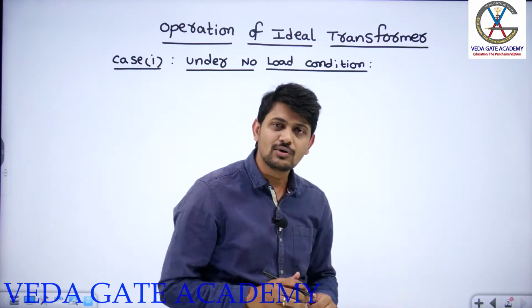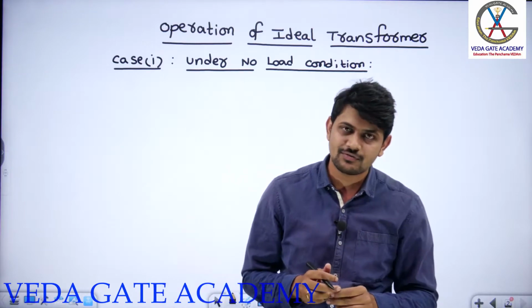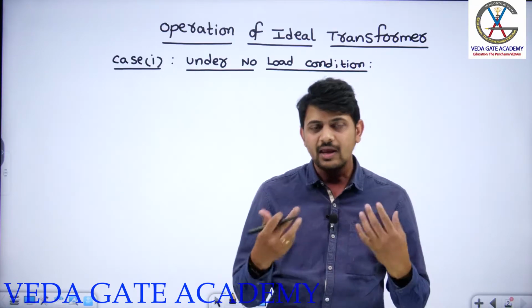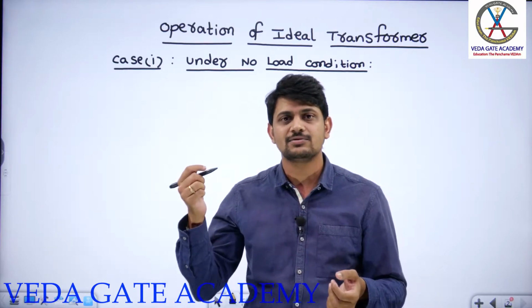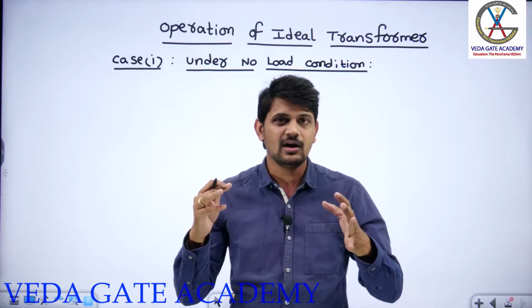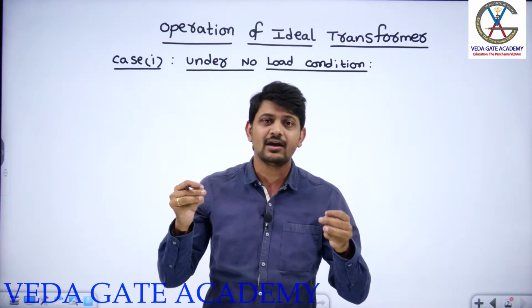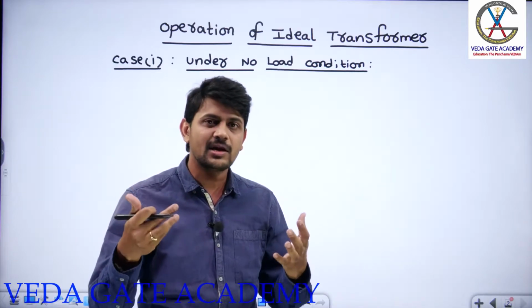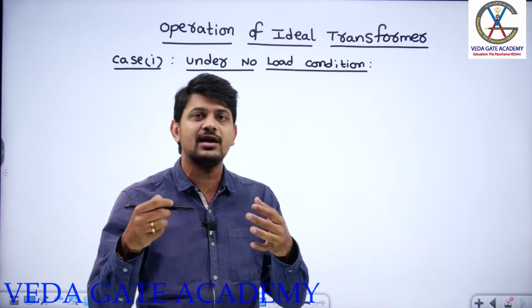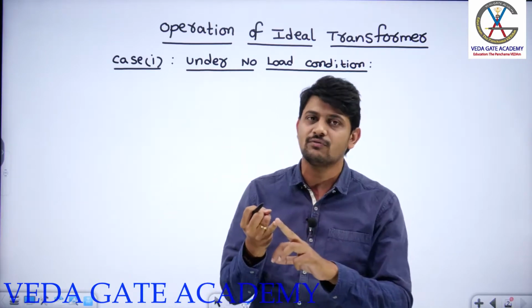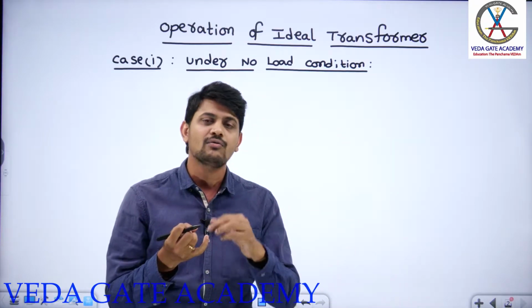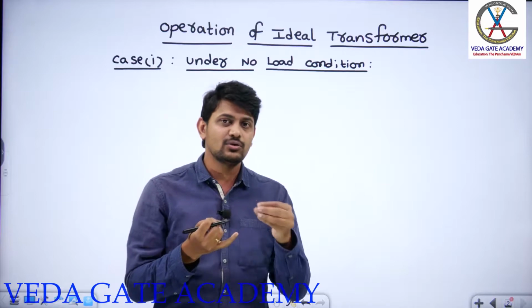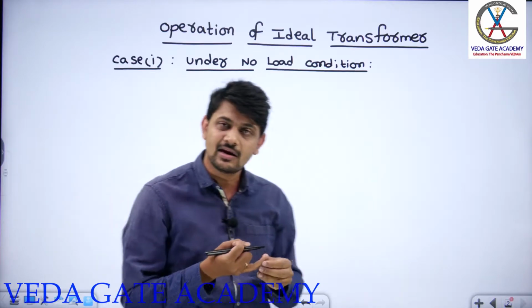First of all, if I want to consider my transformer as an ideal transformer, the name itself indicates it. That means we need to assume that the transformer core has very high permeability. Theoretically, or mathematically, I can say the transformer core has infinite permeability. This is the first assumption we consider in order to make the transformer an ideal transformer.